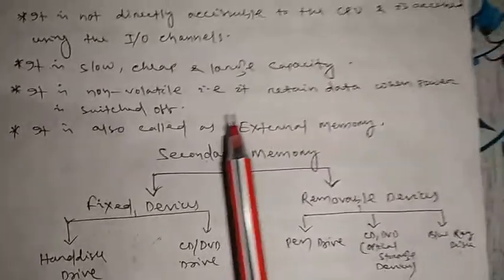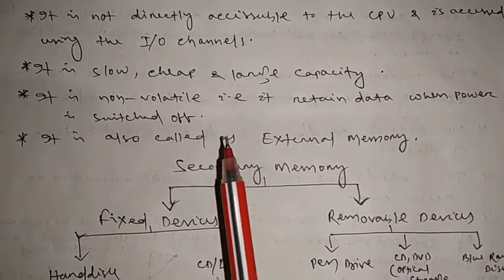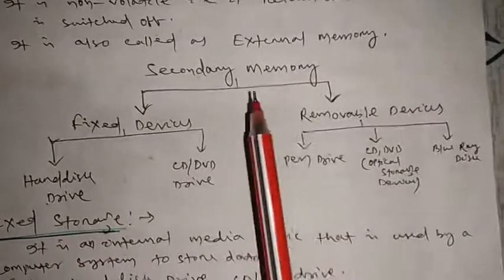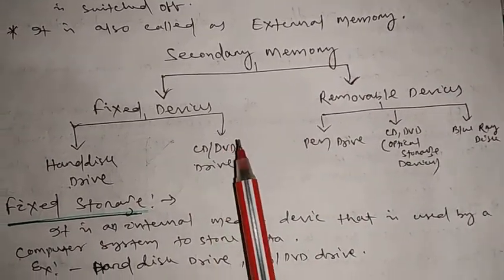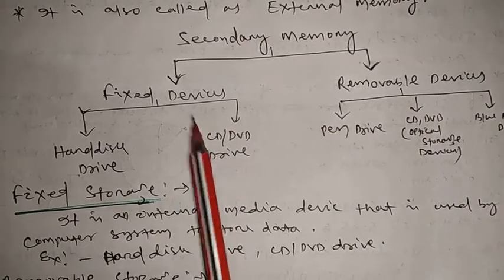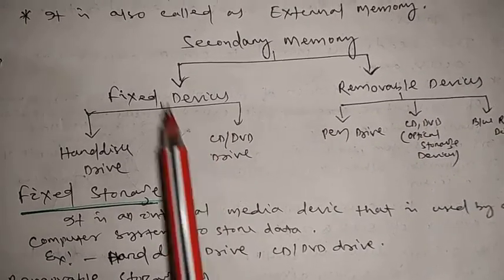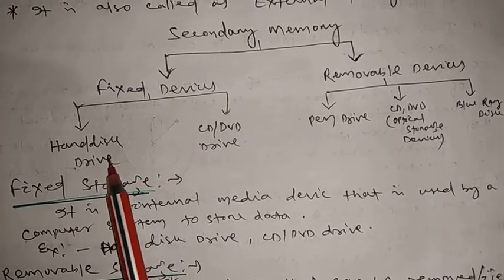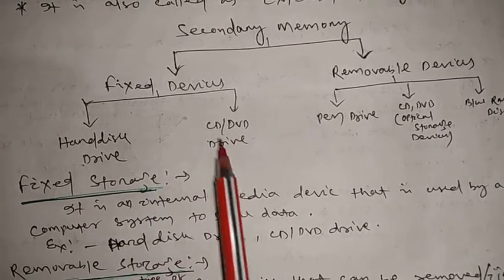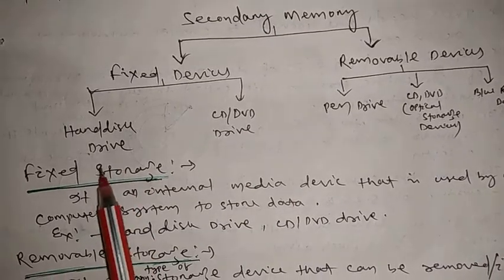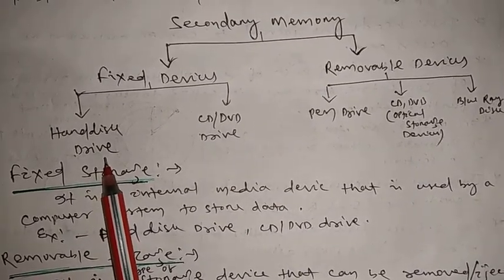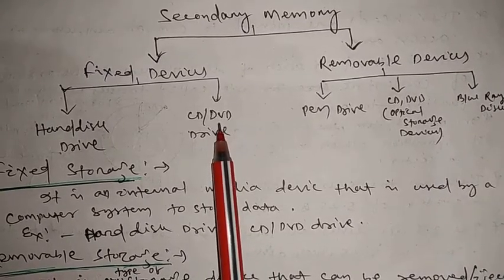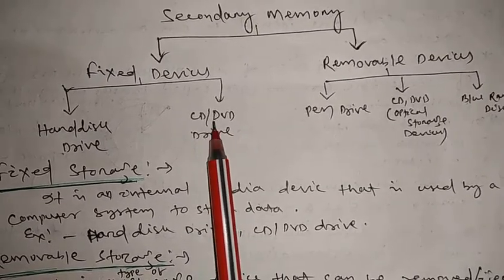Data remains active until you delete it. It is also called external memory. Secondary memory is of two types: one is the fixed device, another is the removable device. Fixed device means the memory which is fixed in a computer. There, the hard disk drive and CD/DVD drive are present. The hard disk drive is a permanent memory storage, and in the CD and DVD drive you can put your CD and DVD to play the data or to read the information.